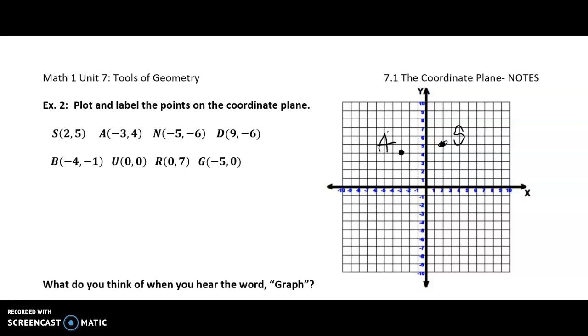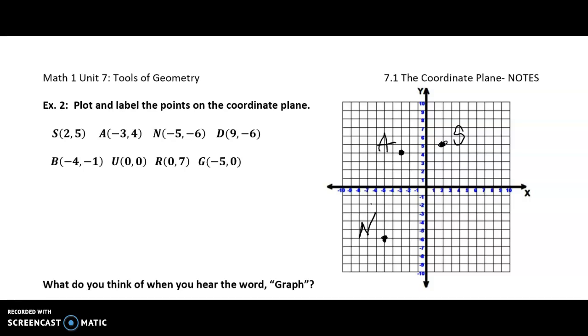Let's do one more here, N. So starting at the origin, the x component is -5, so I got to go to the left to -5. And the y component is -6, so this time I need to go down. So I find myself in the third quadrant, right here at -5, -6, and that is point N.